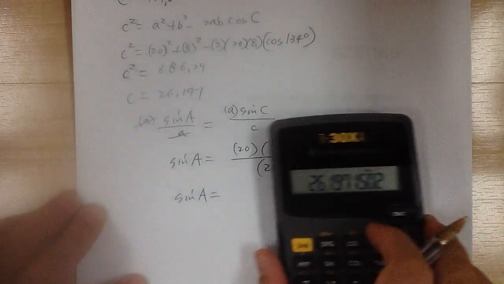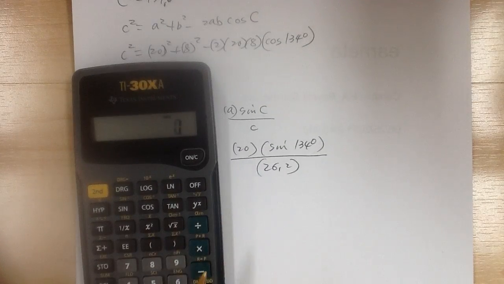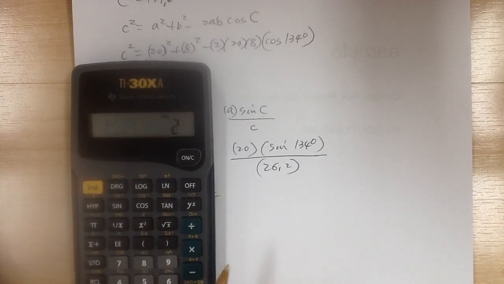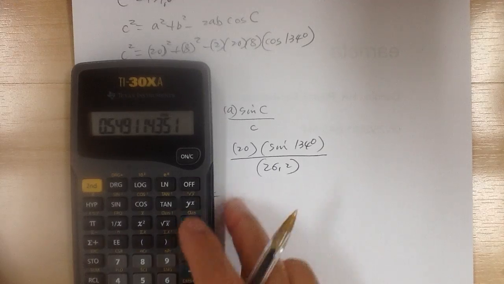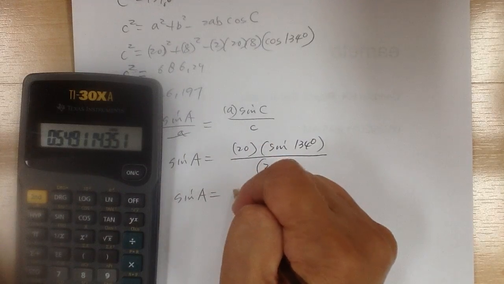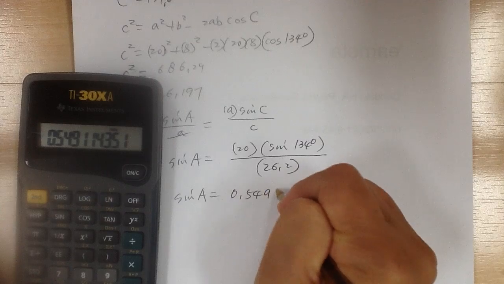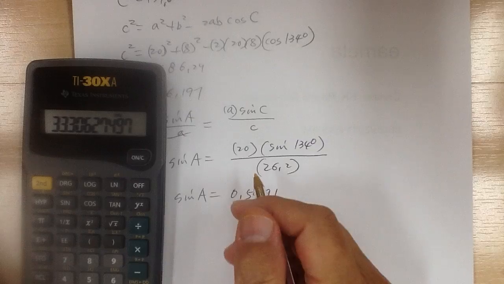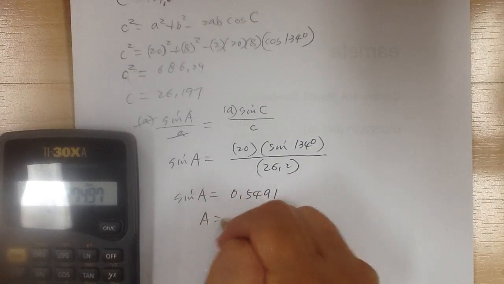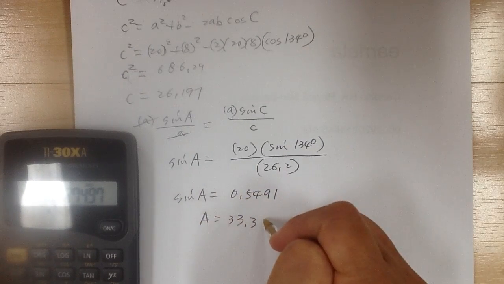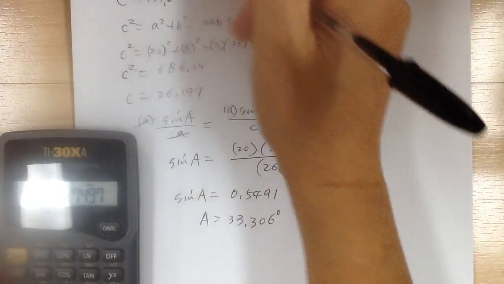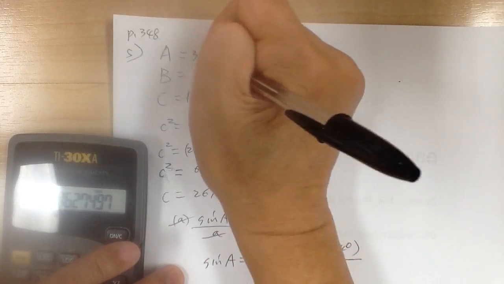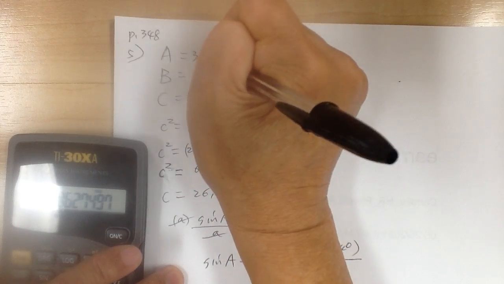So get your calculator, enter all that. Okay, so I get 0.5491, so second sine of that. So angle A equals 33.306 degrees. So when I enter over here, I'm going to just put down 33.3 degrees. Okay.